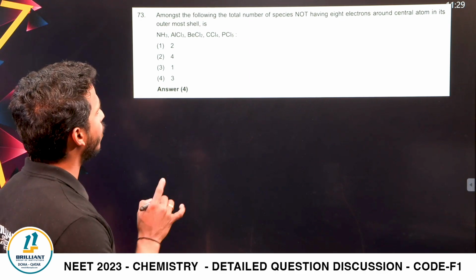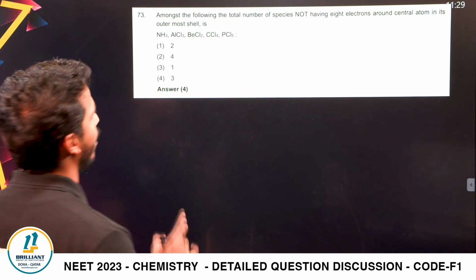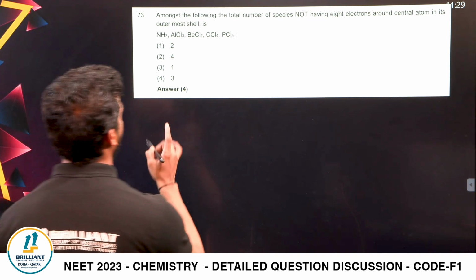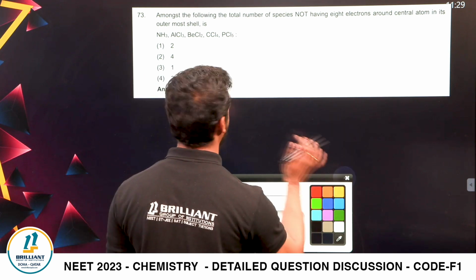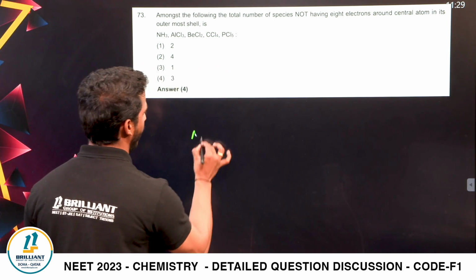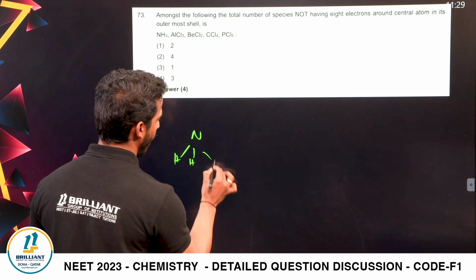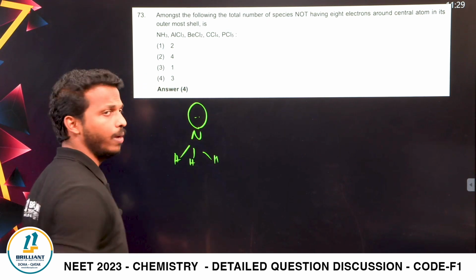Among the following, the total number of species not having 8 electrons around the central atom in its outermost shell is... They're all from the chapter chemical bonding. A basic question they are preferring, dear all. NH3: nitrogen, hydrogen, and there is a lone pair. Nitrogen completed its octet or not?